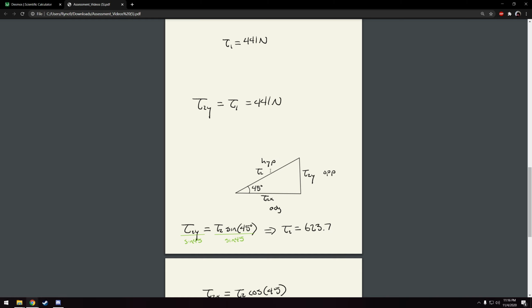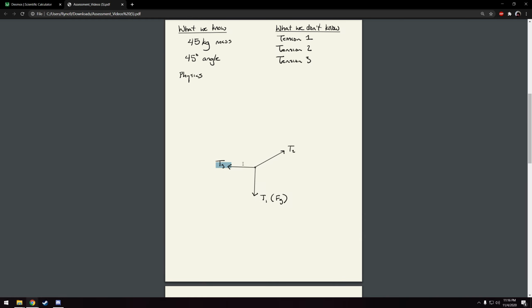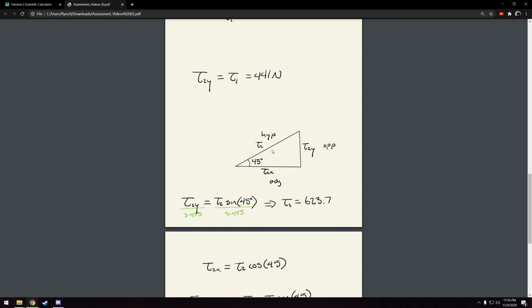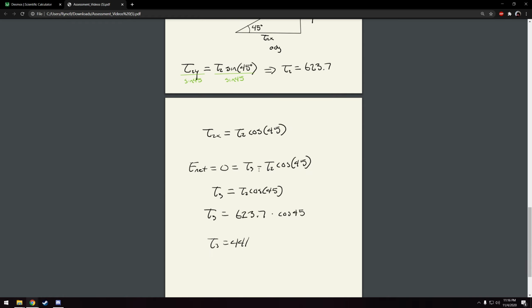Now, we need to solve for our x here, because our T3 is the only other thing acting against this T2 x component, right? And the way we do that is by taking the cosine instead, which is what we do here. So T2x is equal to T2 cosine of the angle. That'll give us this bottom little length right here, and we can set this equal to 0, right?